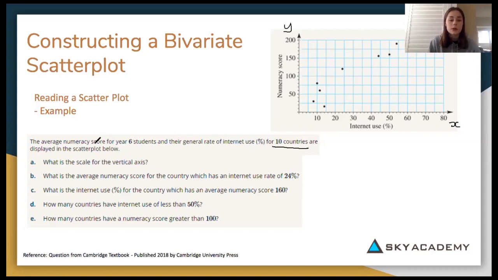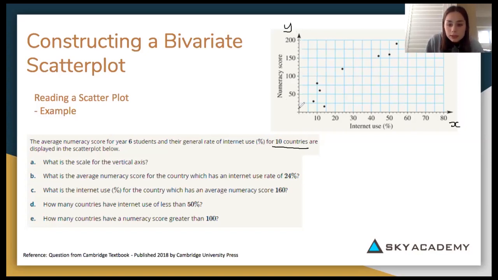Well, first, let's read the question. The average numeracy score for Year 6 students and the general rate of internet use in percent for 10 countries are displayed in the scatter plot. So question A, what is the scale for the vertical axis? So if you remember, our scale is just what we're going up by. So if we have a look here, it might be easy just to say that our scale is 50 because we're going up by 50 from 50 to 100, 150, 150 to 200.